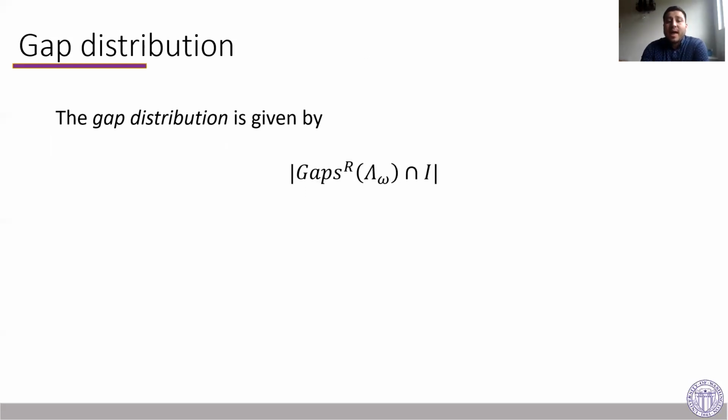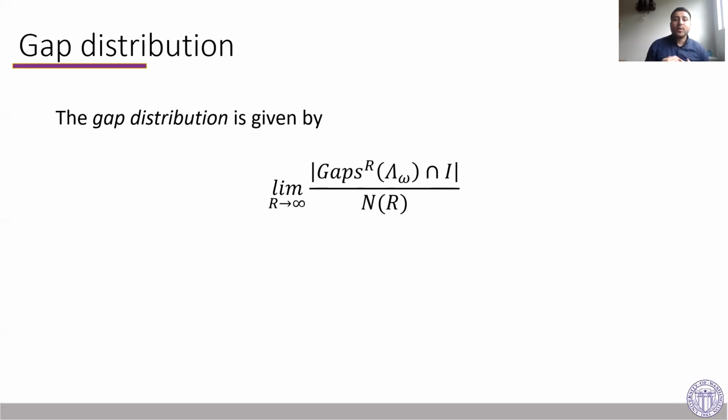Now that we've counted them, how many of them could have landed in there? Well, that was n of R. That was the way we defined n of R. And now I don't just want to look at gaps of holonomy vectors up to level R. I want to look at all of the holonomy vectors, so I want to let R tend to infinity. And this is the gap distribution limit of a translation surface.